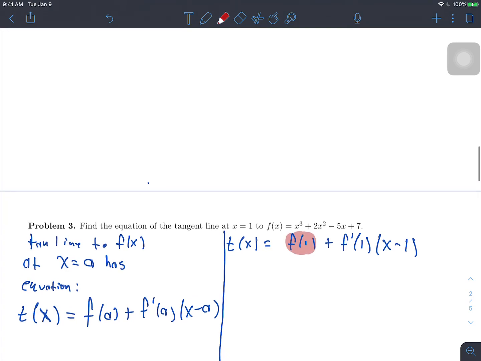So let's do f of 1 first. Well, we just plug it into the function, right? We got 1 cubed plus 2 times 1 squared minus 5 times 1 plus 7. So we get, what, 1 plus 2, that's 3, minus 5 is negative 2, plus 7 is positive 5. Sure hope I did that right.